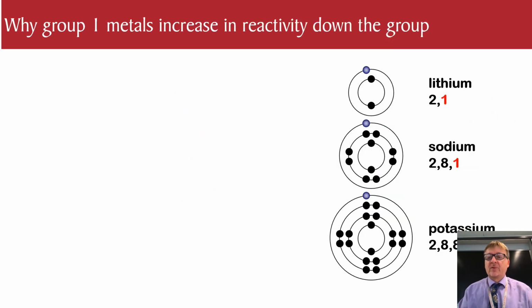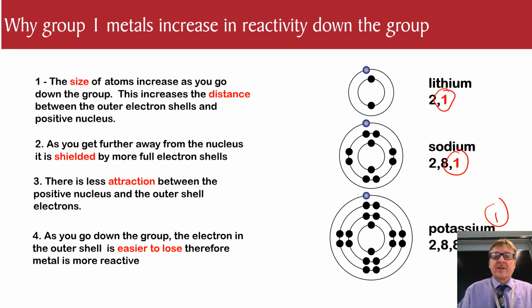Okay, so the next important thing is why group 1 metals increase in reactivity down the group. What you'll notice is that lithium, sodium and potassium, if you could see it, have all got 1 electron in its outer shell. Now there are 4 reasons why group 1 metals increase in reactivity down the group. Weirdly, I'm going to start with number 4. The reason why potassium is more reactive than lithium is because it is easier to lose that outer electron.